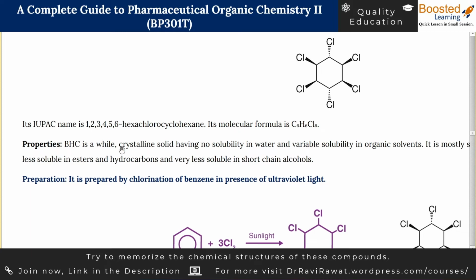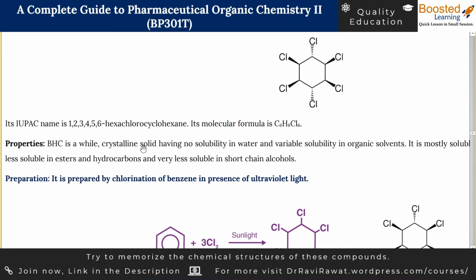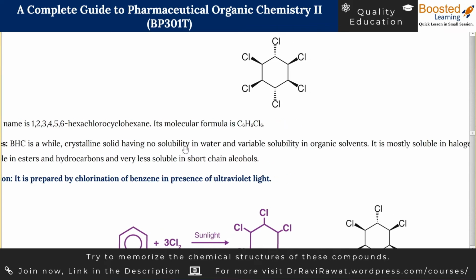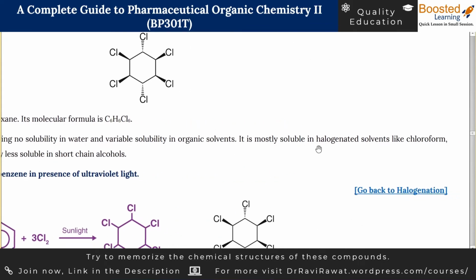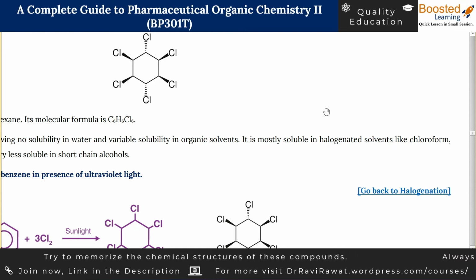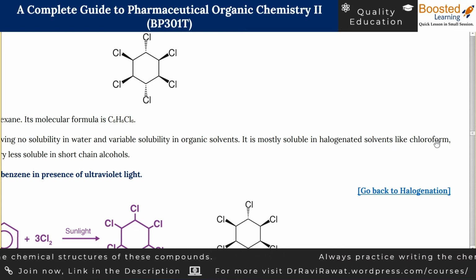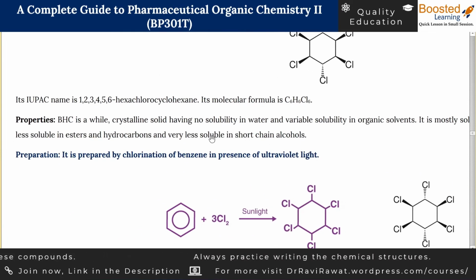In physical properties, it's a white crystalline solid, has no solubility in water but has solubility in organic solvents, particularly halogenated solvents like chloroform. Chloroform also has chlorine, so this also has chlorine, so it is very well soluble in chloroform, and it is also much less soluble in alcoholic solvents such as methanol and ethanol.